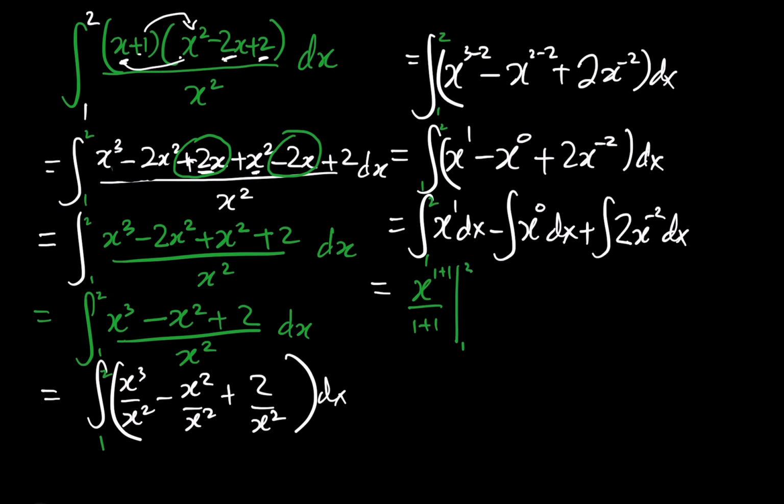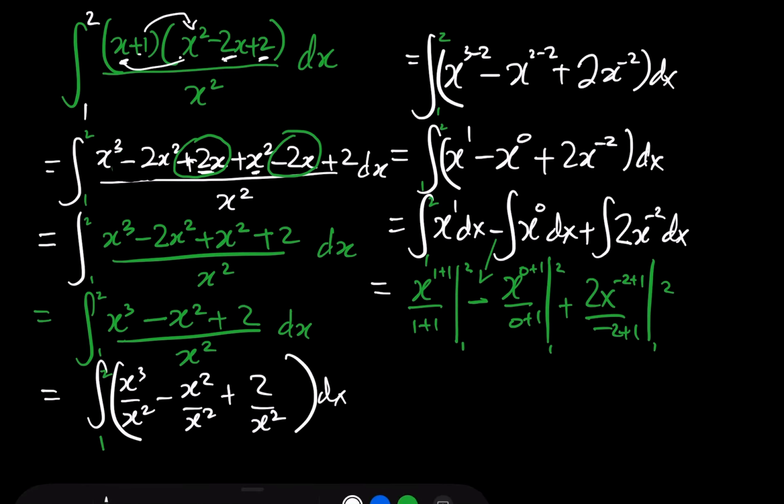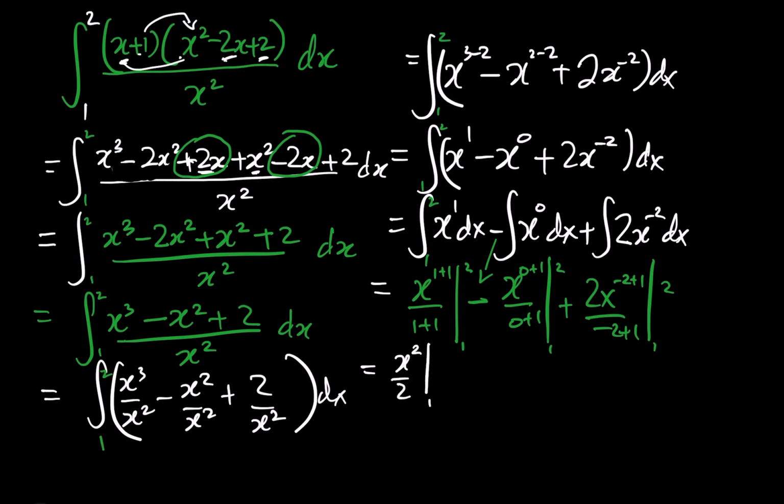Then this negative would come here. And then we integrate again. It's going to be x to the power 0 plus 1 divided by 0 plus 1. And put our box in there. Plus 2 multiplied by x to the power negative 2 plus 1 divided by negative 2 plus 1. Put our box at 1 and 2. So we end up getting x squared over 2, 1 to 2, minus x to the power 1 over 1, 1 to 2. Then we are going to get plus, let's say, 2x to the power negative 1 over negative 1, 1 and 2.